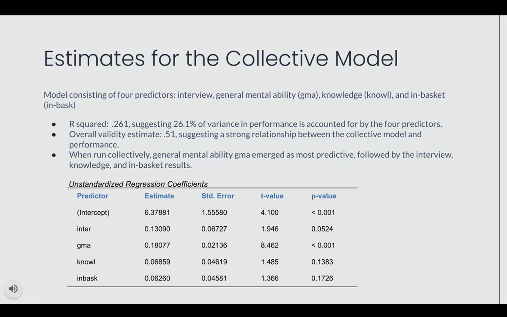However, that means that roughly 3/4 of the variance is still unaccounted for, which allows room for improvement in terms of increasing the amount of variance we can account for using this model. Next, we found the R value, or the validity estimate, to be 0.51.